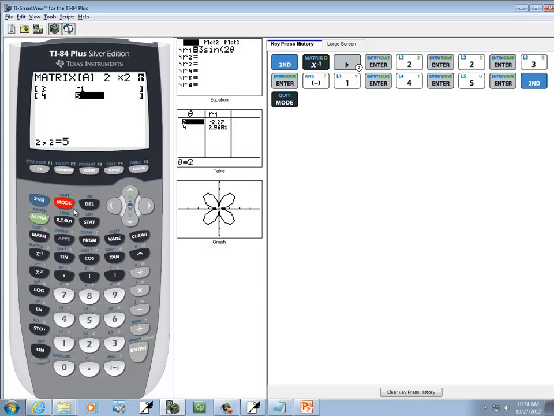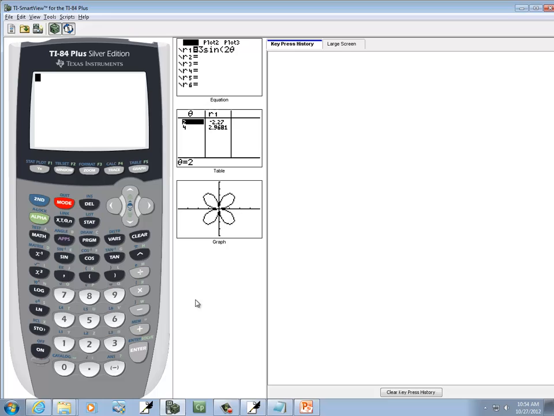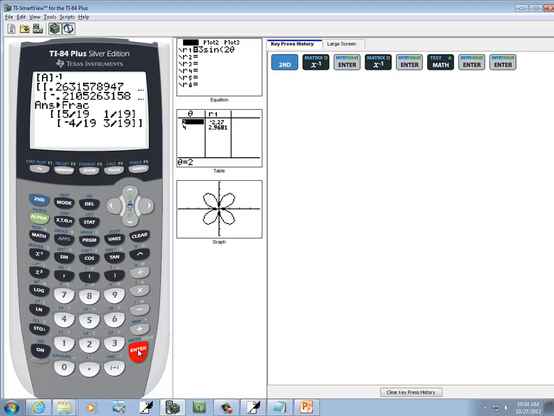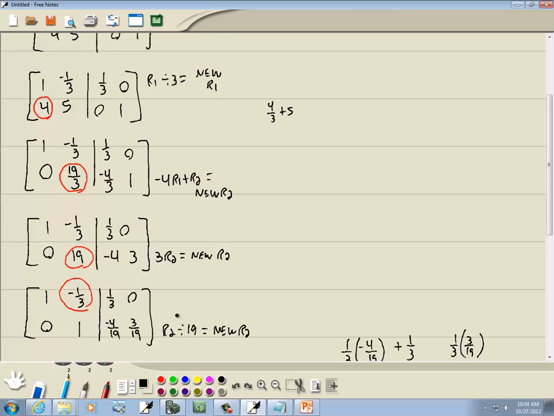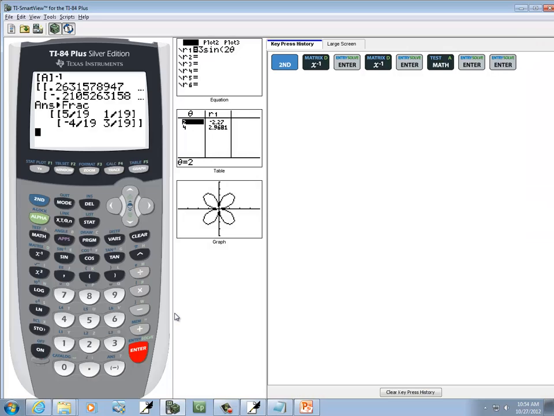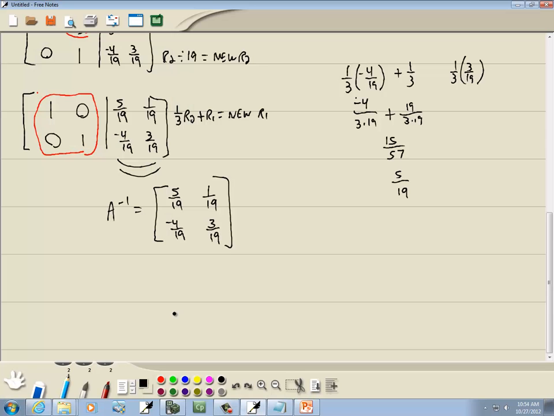Exit out. Now to do our inverse, we'll go into our matrix menu, second x and negative 1, enter on A, and then we'll press our x and negative 1 key. This is the inverse. And then press enter. We get decimals, so we do math, enter, enter. And 5 19ths, 1 19th, negative 4 19ths, and 3 19ths. And that's our answer.